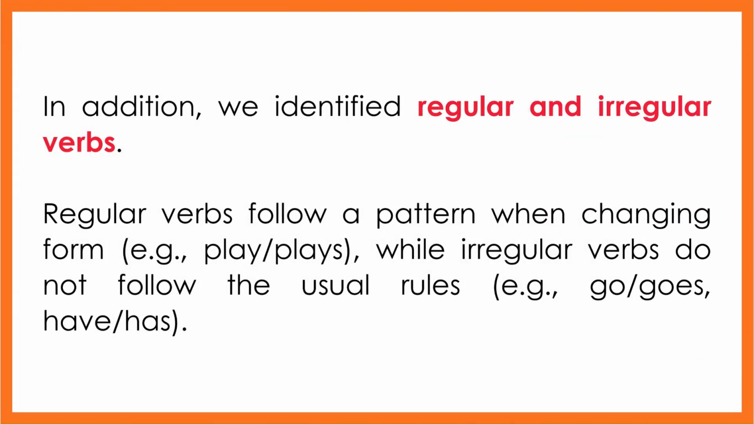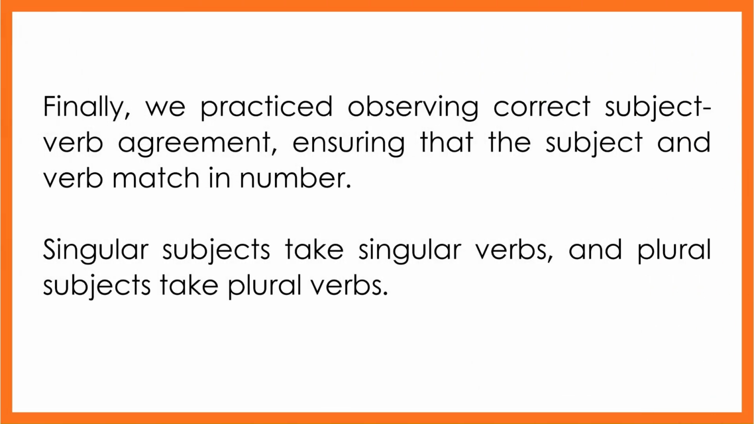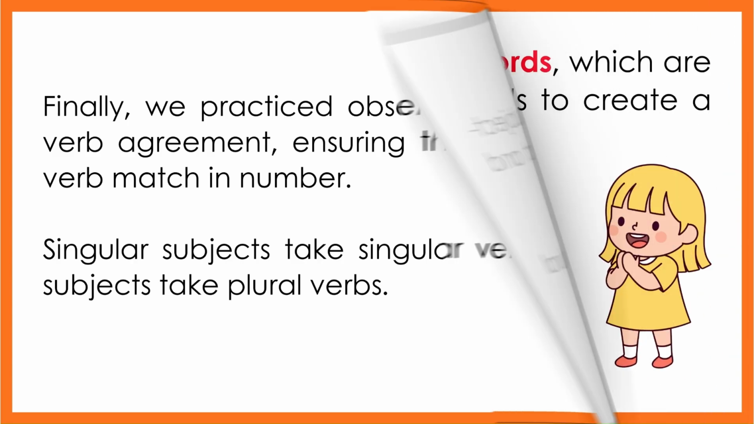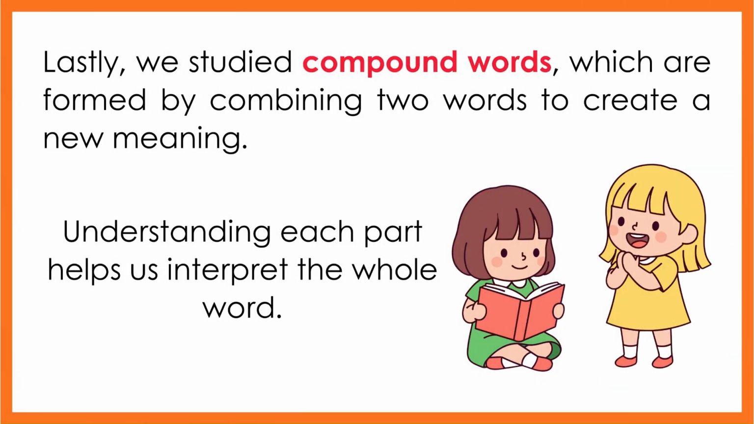In addition, we identified regular and irregular verbs. Regular verbs follow a pattern when changing form, for example, play, plays, while irregular verbs do not follow the usual rules, for example, go or goes, have or has. Finally, we practiced observing correct subject-verb agreement, ensuring that the subject and verb match in number. Singular subjects take singular verbs, and plural subjects take plural verbs. Lastly, we studied compound words, which are formed by combining two words to create a new meaning. Understanding each part helps us interpret the whole word.